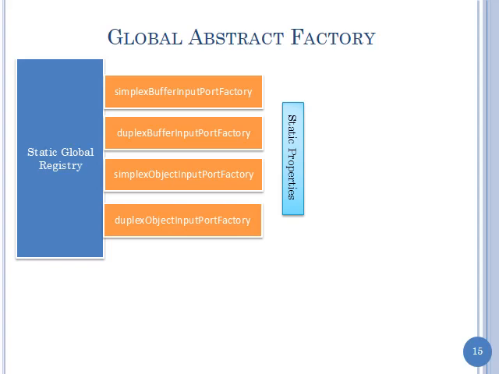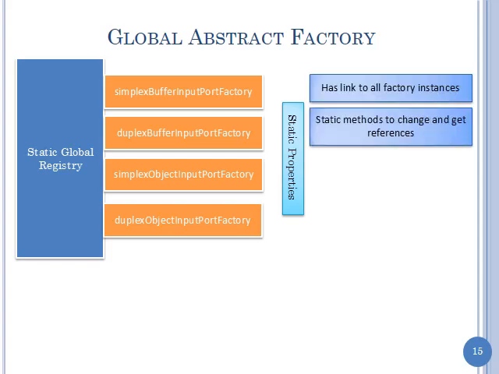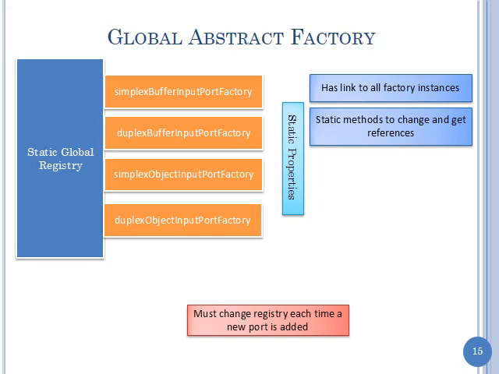What solution did you guys see? Or what is the right solution to this? You created a selector which just branches for basically a particular factory set. Yeah. So now a bunch of related factories get chosen by a selector. Typically, each factory interface has a selector, and has a link to all factory instances. Static methods change and get references, and you must change the registry each time a new kind of port is added.